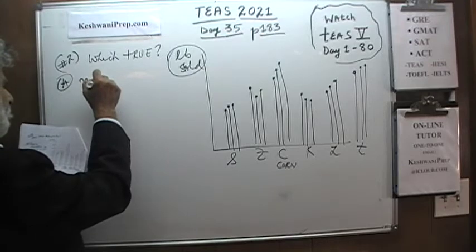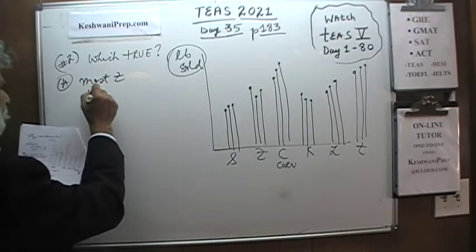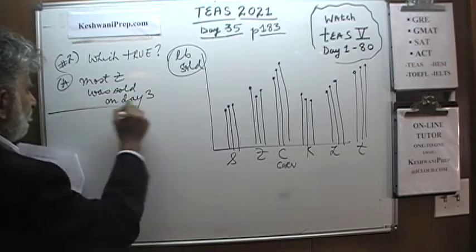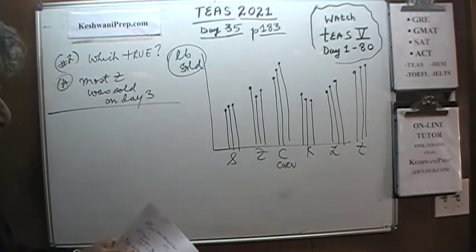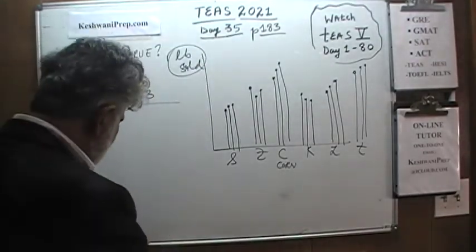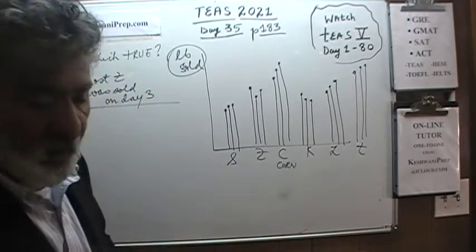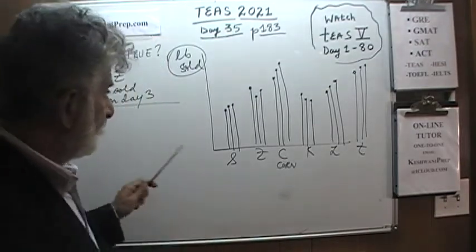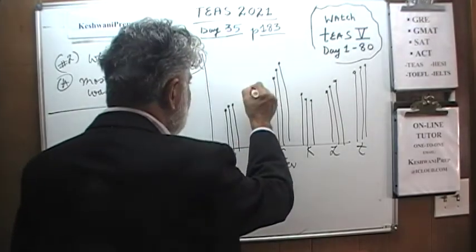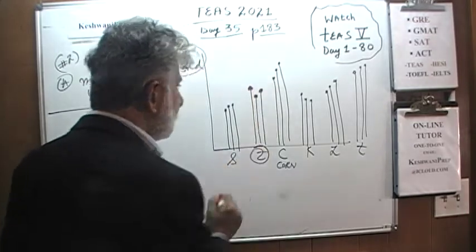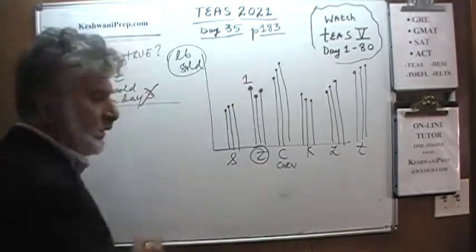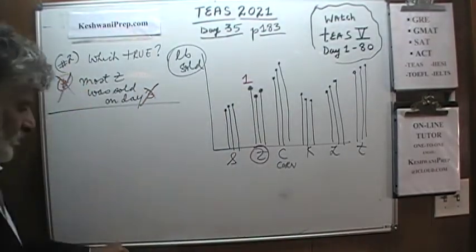A says that the most zucchini was sold on day 3. All we have to do is look at zucchini, only the zucchini part. Right here is zucchini. And the 3 lines that they're showing there for each of the crop, each of the produce, show us the 3 days, day 1, day 2, day 3. This is the zucchini. Do you see that the most zucchini was sold on day number 3? That's utter nonsense. The most zucchini was sold on day number 1. That answer choice is wrong.